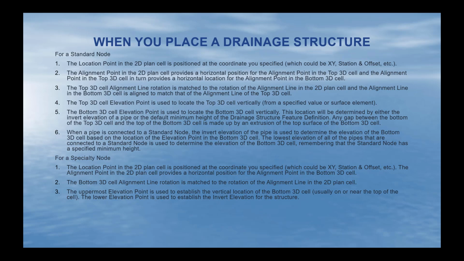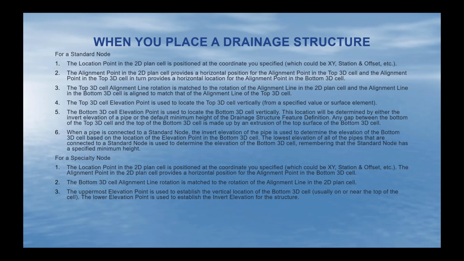So what this means is basically if you have a 4x4 box and it's located 20 feet below your top cell, what will happen is the software will automatically extrude up the top surface of that bottom cell so that it aligns with the bottom surface of the top cell that has been located by your elevation of your surface elements.